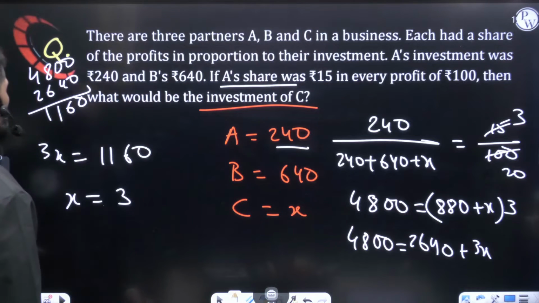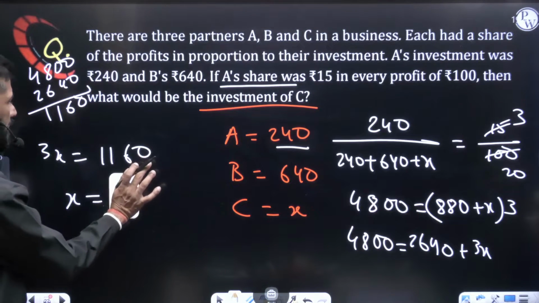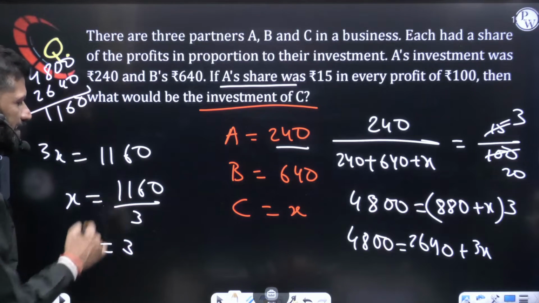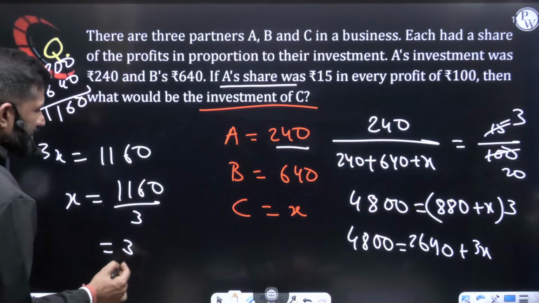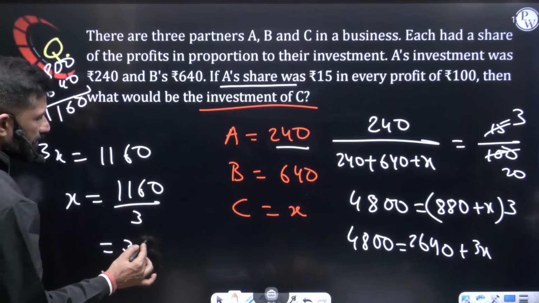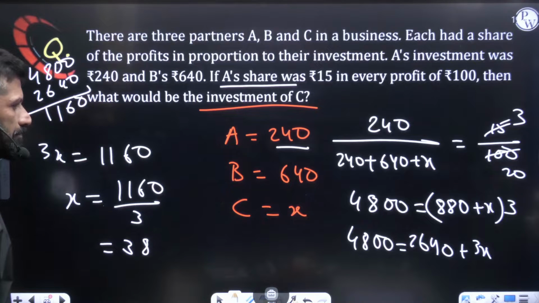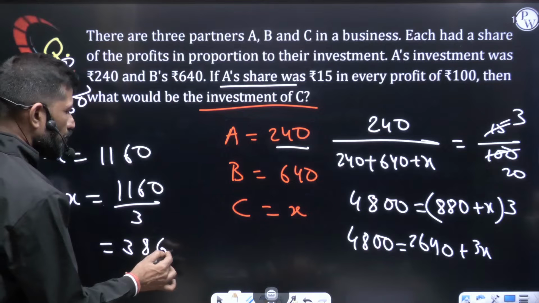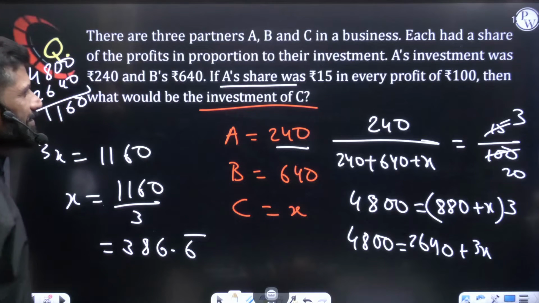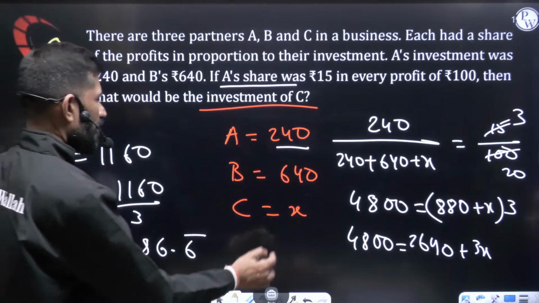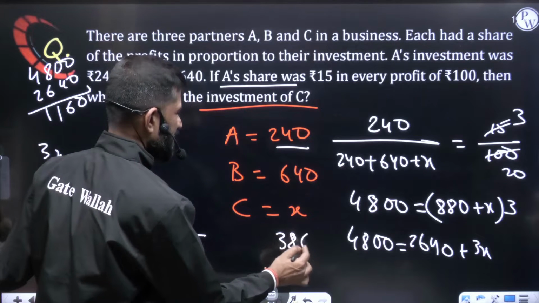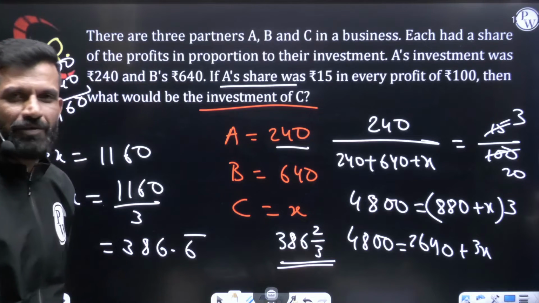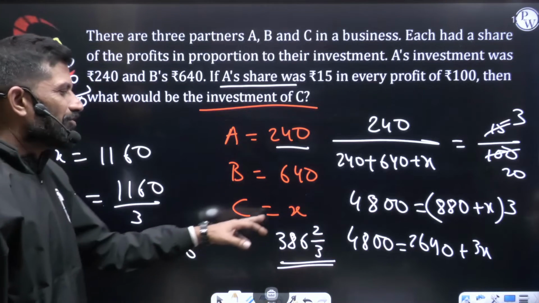So it is coming 1160. So it will be 1160 by 3. 3 3s are 9, 10, 11, 2, 26. It is 3 8s are 24. Am I right? So 25, 26, 2, 20, 3 6s are 18. So 386.6 bar. This is the investment of C. It is 386.6666 and so on, or else you can say 386 2/3. This much rupees C invested. So this was the investment of C.